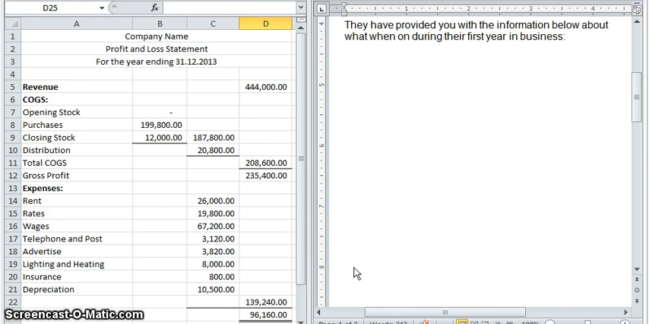This has been a brief introduction into how to create a profit and loss account with specific set of information. Hopefully you find this useful and you can use it to help you create your own.